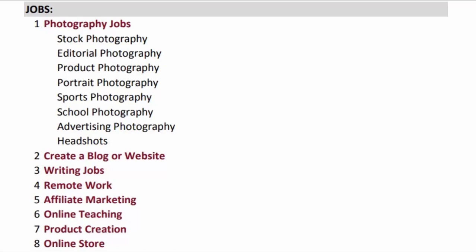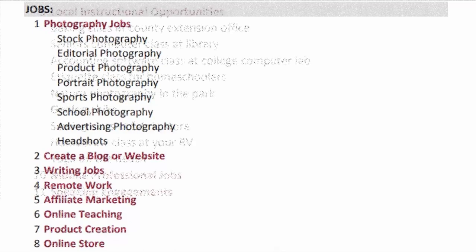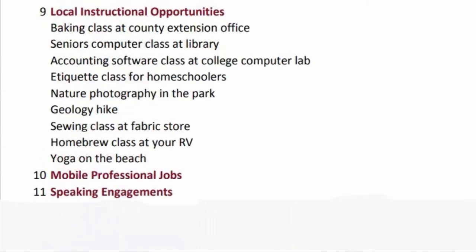Number eight is an online store and something like Etsy or a Shopify store. Number nine would be local instructional opportunities. You might be able to stop in at your local community college if you're traveling on the road and offer to teach a weekend course in baking or in yoga and several different things that you could be an expert at. Job type number 10 would be mobile professional jobs, things like nurses who take traveling contracts for 3 or 4 months in one area and keep moving, or engineers, all kinds of different mobile professionals.